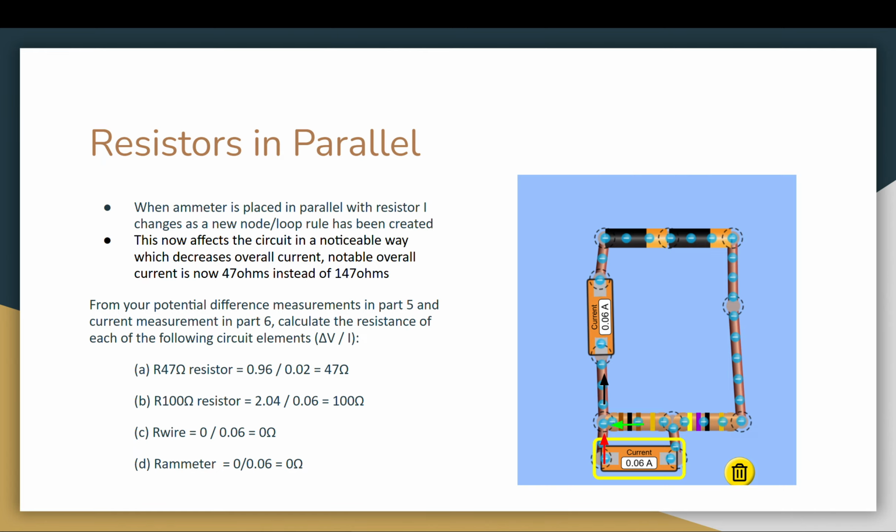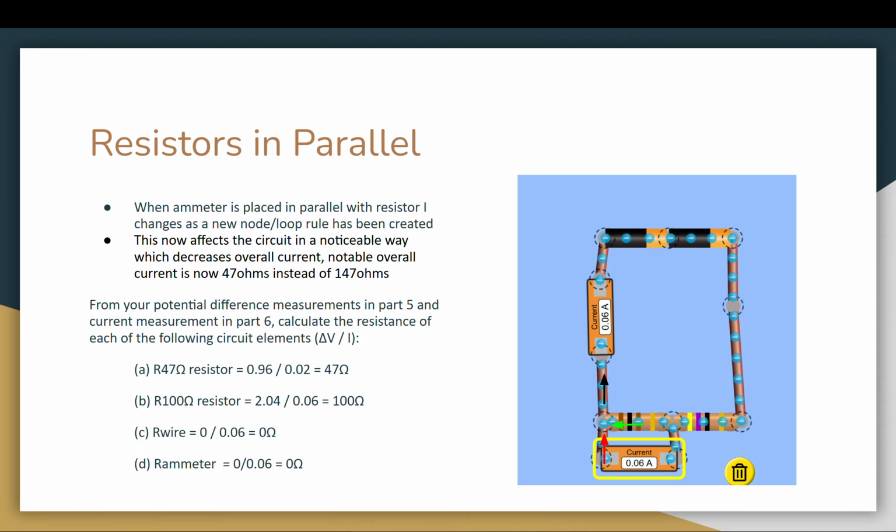So now, putting the resistance in parallel. When we place it in parallel, as you can see here, the current now changes. This is because the circuit is now affected in a different way, and because the resistance across the emitter is 0, no current will flow through the 100 ohm resistor. So functionally, this drops the overall resistance to 47 instead of 147. So this obviously changes the current.